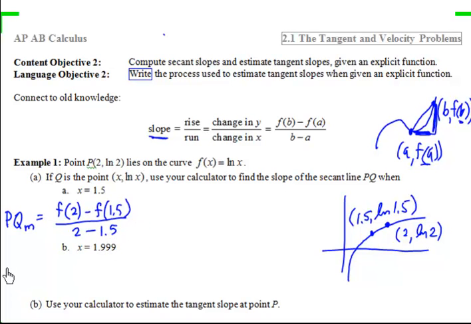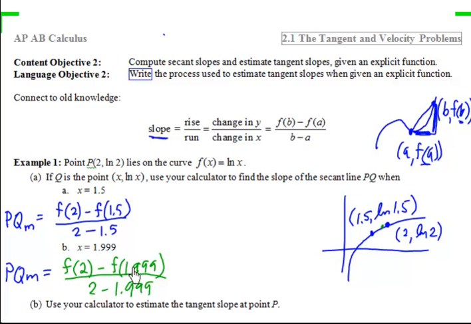By the same token, we can move to part B of this and see that we want to get even closer. So instead of being at 1.5, we want to be at 1.999. So now we're getting even closer, and we can write the slope this time will be f of 2 minus f of 1.999, divided by 2 minus 1.999. So we have set these up.